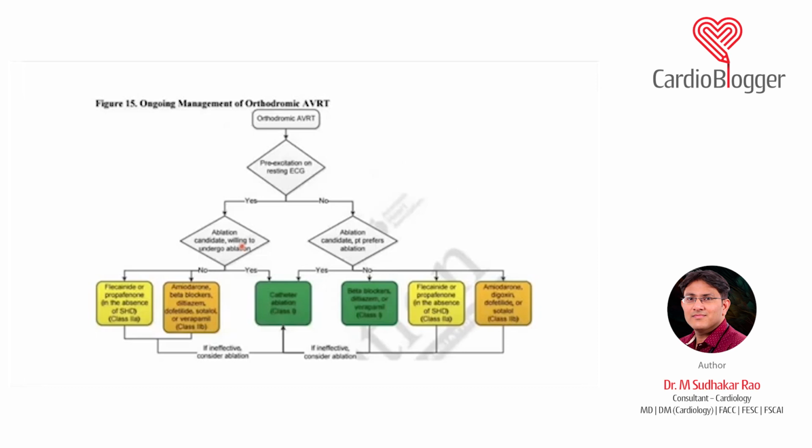But as I already discussed, in all the types of SVT, whether it be AVNRT or AVRT, the first line of therapy always remains a catheter ablation. And only if the patient is not willing, then you should give drugs like flecainide or propafenone, followed by amiodarone, beta blocker, calcium channel blocker, and other drugs like sotalol and all.